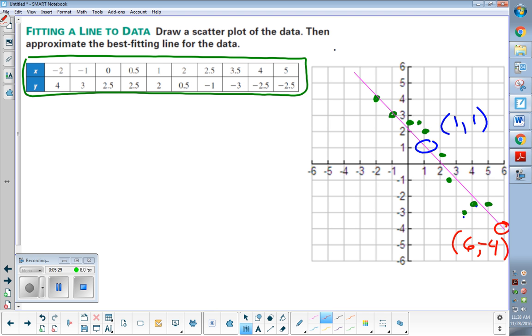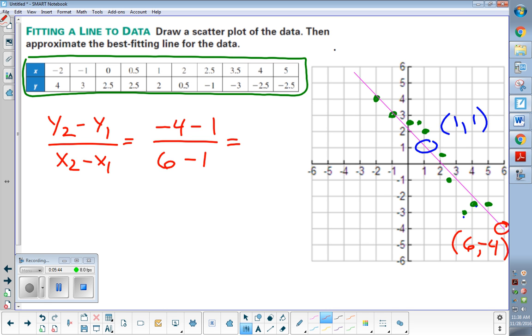Once I've got two ordered pairs that fall in my line, I'm going to do the same thing we did in bell work. So y sub 2 minus y sub 1 over x sub 2 minus x sub 1. So it is -4 minus 1 over 6 minus 1. -4 minus 1 is -5. 6 minus 1 is 5. -5 over 5 gets me -1 as my slope. So there's my slope.